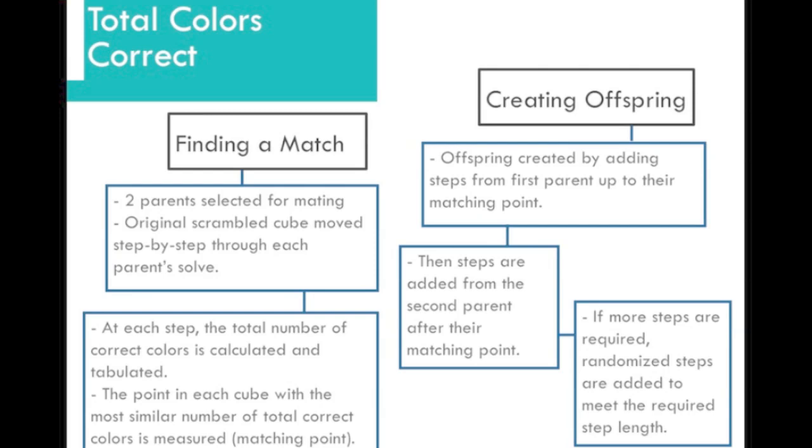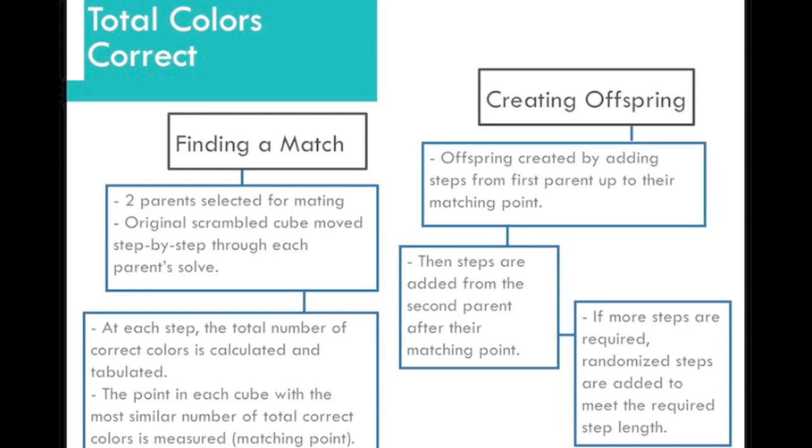Then you compare both of those parents and you want to find where the matching point is. The point in each cube with the most similar number of total correct colors is measured, and that's the matching point. That matching point is very, very important in the creating offspring portion. When you create the offspring, you actually take the first parent up to that matching point.